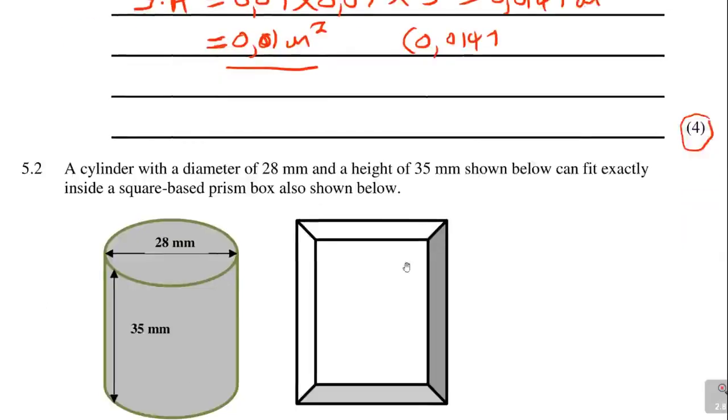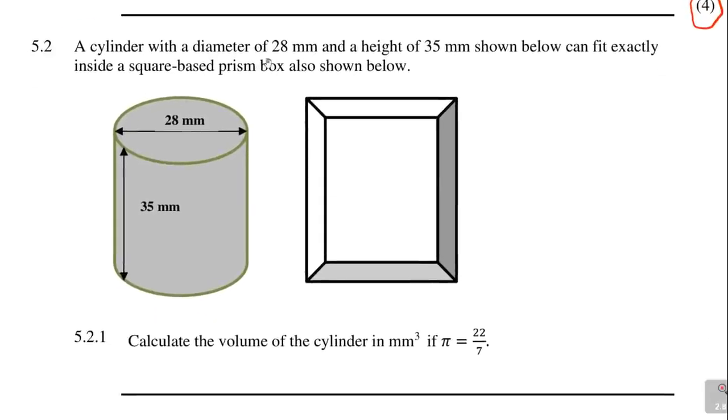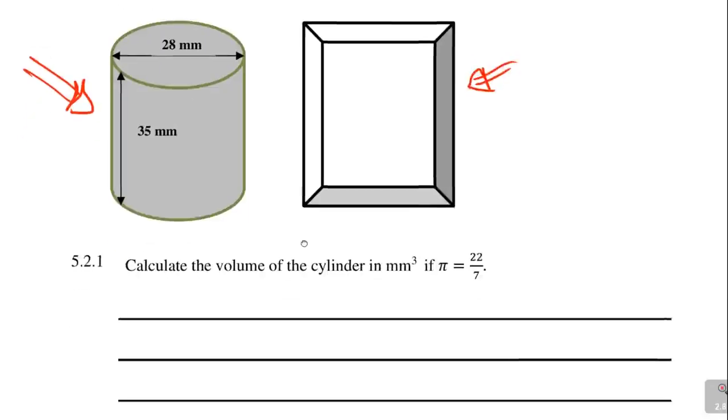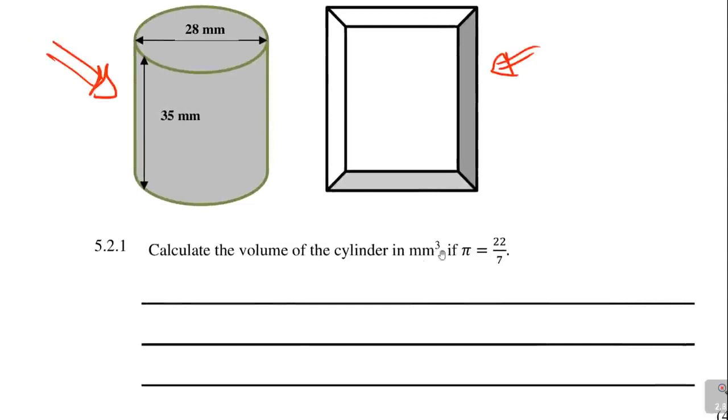Now let's just go to the next one. A cylinder with a diameter of this. So this is a diameter D. See? D is equal to 28 millimeters. And the height, this is H, is shown below, can fit exactly inside the square-based pyramid as shown below. So this is the square-based pyramid. Are you with me? And then this is your cylinder here. Okay. And then the question is, calculate the volume of the cylinder in cubic millimeters if pi is this.